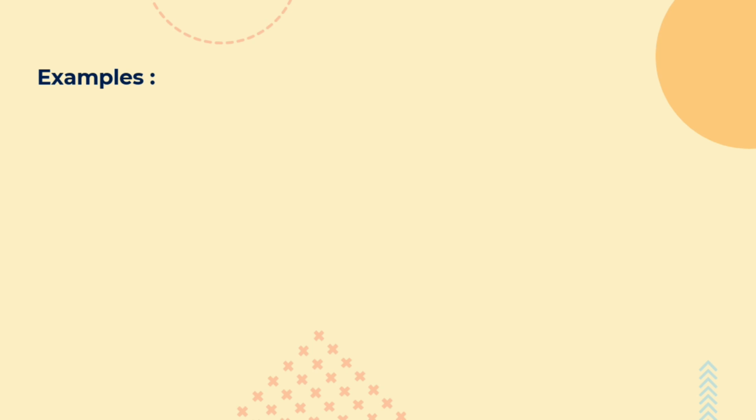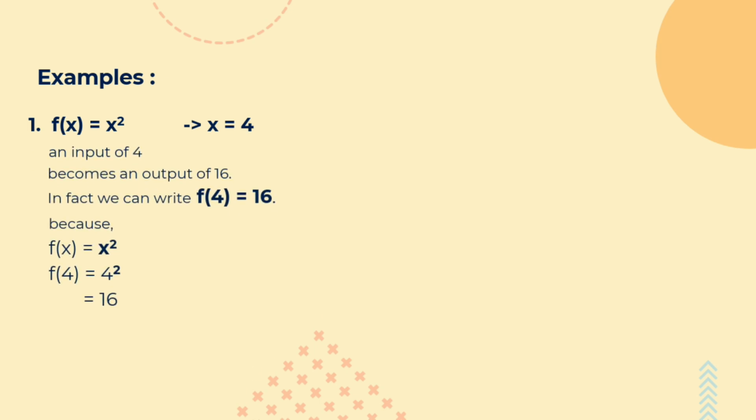And an example of the function. The first is f of x equals x squared. If x equals 4, an input of 4 becomes an output of 16. In fact, we can write f of 4 equals 16 because f of x equals x squared. F of 4 equals 4 squared equals 16.